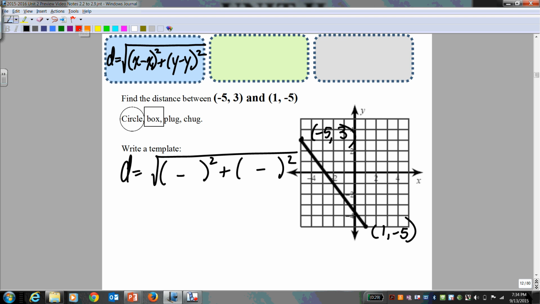Now we circle, box, plug, chug. I circle my x's, I plug them in. I'm going to go left to right. I box my y's. Notice I draw an arrow to keep my eyeballs going the same direction. Plug them in. If you start left to right, finish left to right. If you decide to subtract right to left, just finish right to left. Be consistent in your direction. Now, we're going to finish this together.